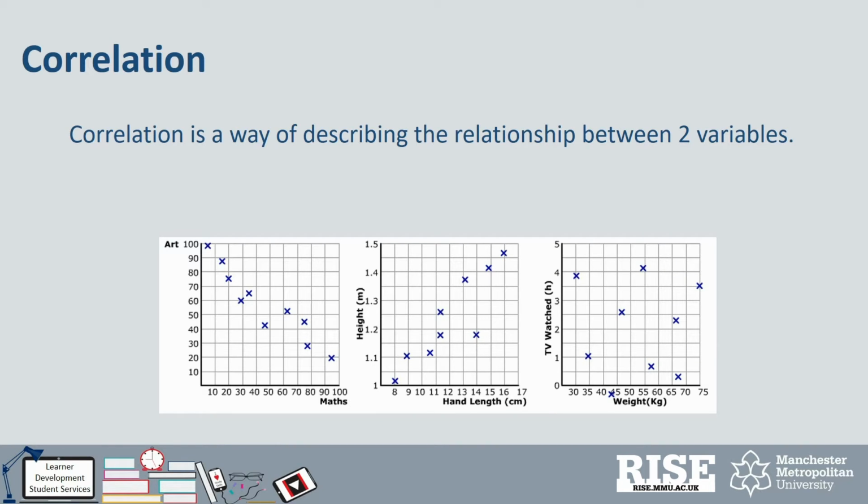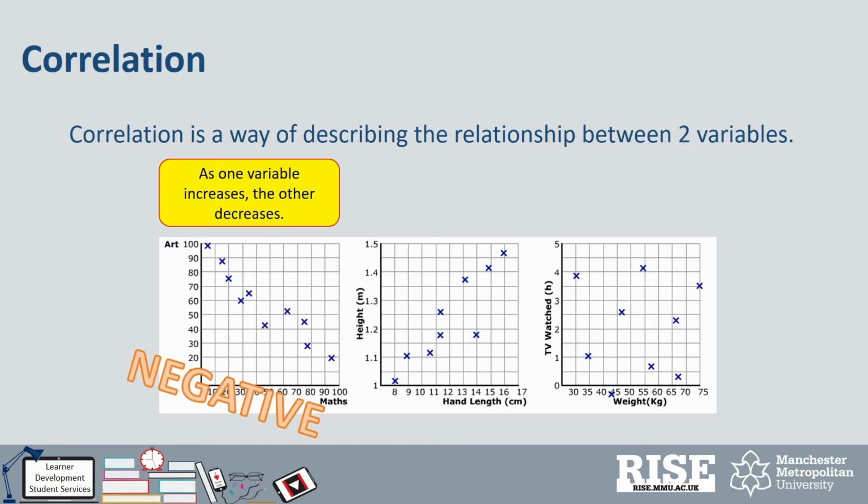Correlation is now one thing that can be measured or seen visually from a scatter graph. Correlation is simply a way of describing the relationship between two variables. It can have a negative correlation, which means as one variable increases, the other decreases. Here you can see that as the marks in the maths test increased, the marks on the art test decreased.